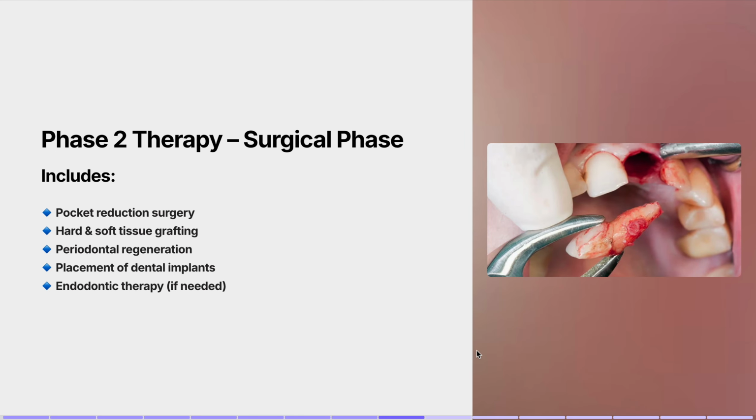Phase 2 therapy, the surgical phase, includes pocket reduction surgery, hard and soft tissue grafting, periodontal regeneration, placement of dental implants, and endodontic therapy, of course, if needed. If phase 1 doesn't yield the desired improvement, we proceed to phase 2, surgical treatment. This involves procedures to eliminate deep pockets, regenerate lost tissue, and even place implants where necessary.